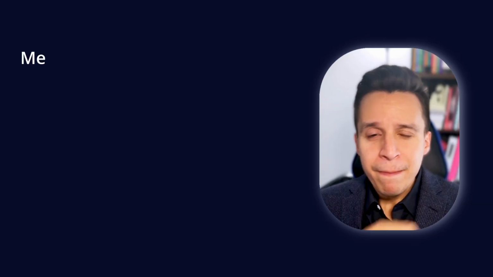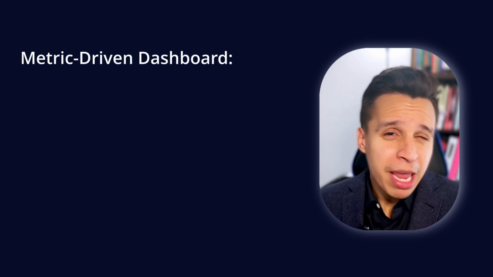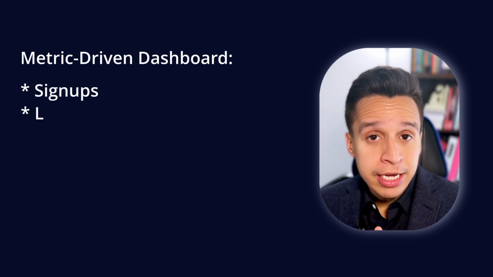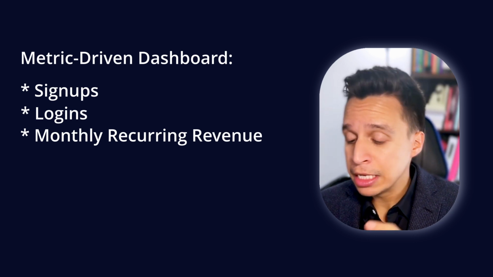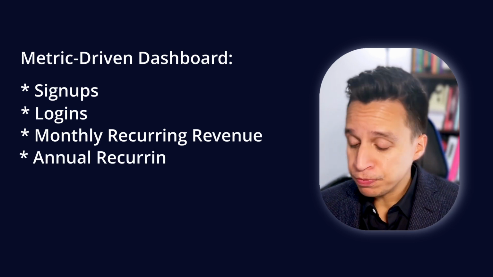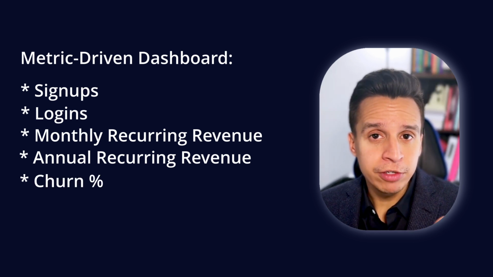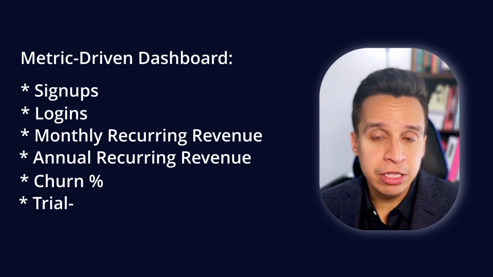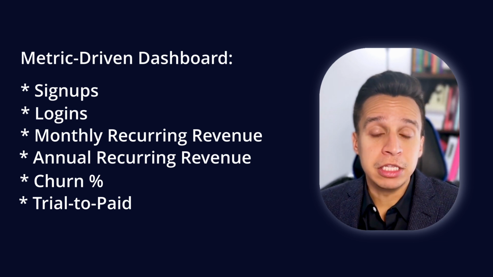Let me show you an example. A metric-driven dashboard is typically built on a handful of metrics, or KPIs if you want to use that word. It may be things like signups, logins, let's say monthly recurring revenue if you're some kind of subscription business. Maybe there's annual recurring revenue. There might be churn as a percentage, how many subscribers you're losing every given month or week or something. And then perhaps a trial to paid conversion rate.